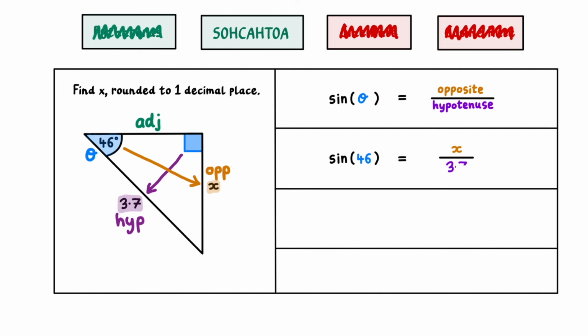Putting in the values for our triangle tells us that sine of 46 equals x over 3.7. To solve for x, all we need to do is remove the division of 3.7 from the right-hand side. We do this by multiplying both sides by 3.7. We can type the left-hand side into our calculator to get our final answer. X equals 2.7.